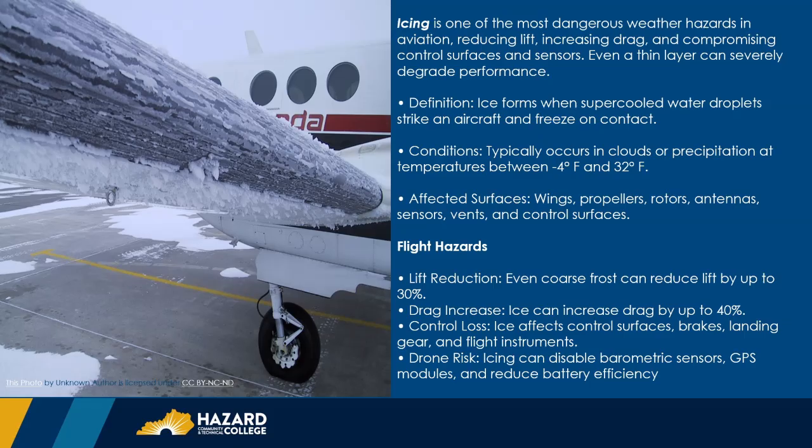Conditions typically occur in clouds or precipitation at temperatures between -4 degrees Fahrenheit and 32 degrees Fahrenheit. The surfaces affected are wings, propellers, rotors, antennas, sensors, vents, and control surfaces. Flight hazards: lift reduction. Even coarse frost can reduce lift by up to 30%.